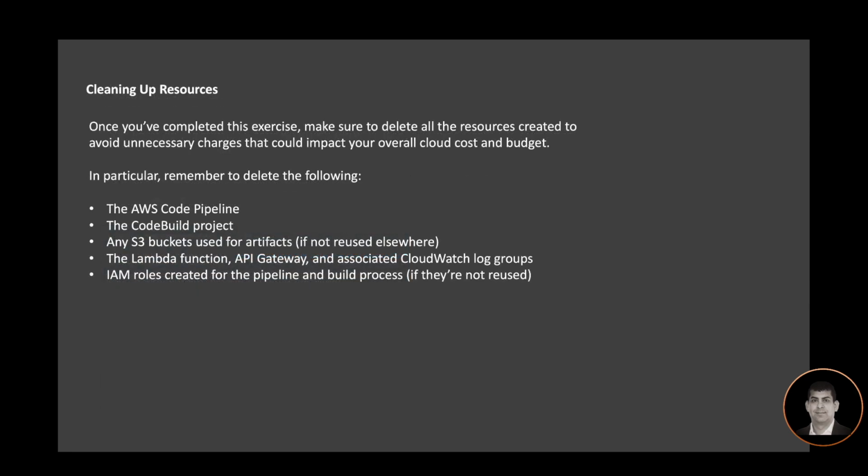Now, once you have completed the exercise, make sure to delete all the resources created to avoid unnecessary charges that could impact your overall cloud cost and budget. In particular, remember to delete the following: the AWS CodePipeline, the AWS CodeBuild project, any S3 bucket used for artifacts, and then the Lambda function, API Gateway, and associated CloudWatch log group. If you created a new IAM role, then delete those also if they are not going to be reused.